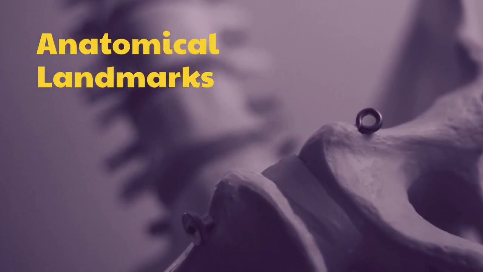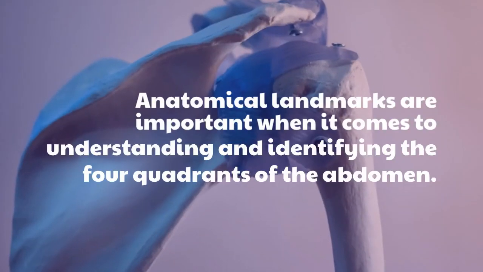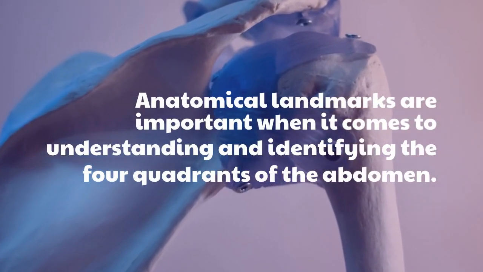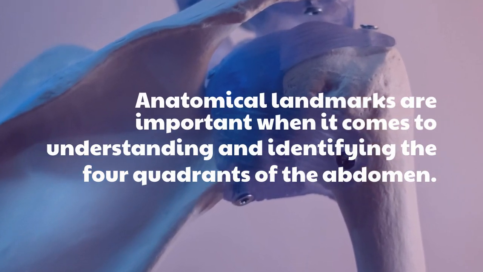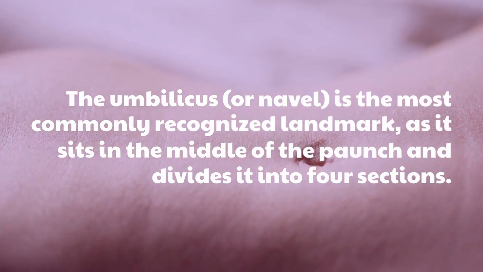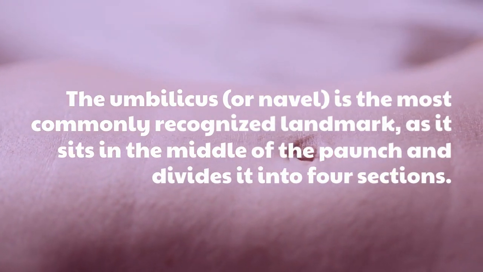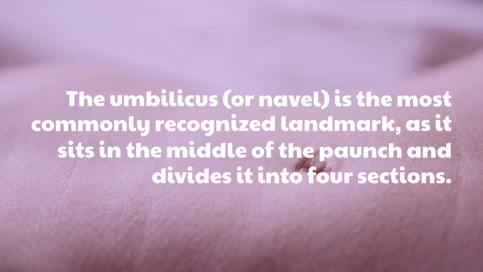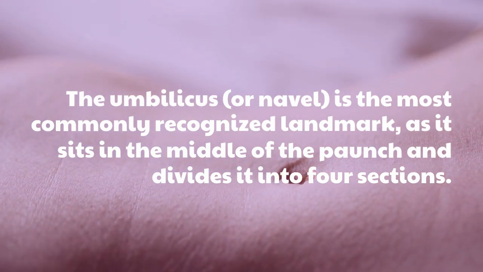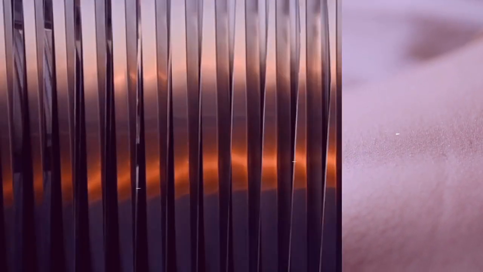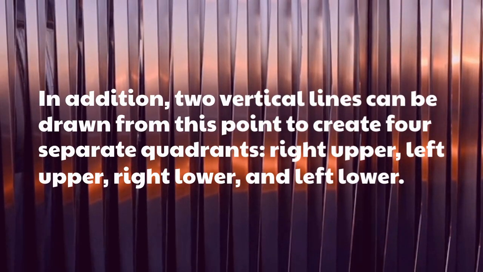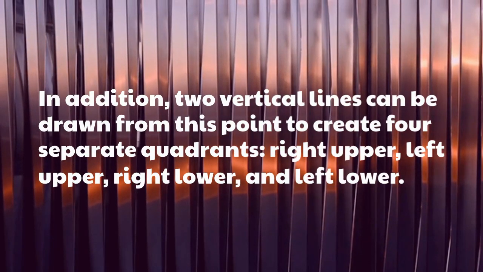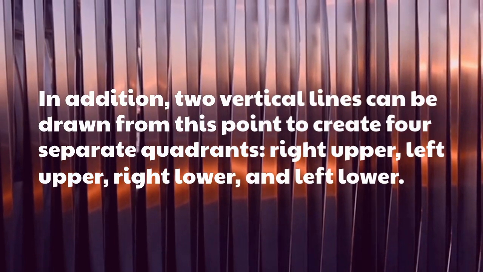Anatomical landmarks. Anatomical landmarks are important when it comes to understanding and identifying the 4 quadrants of the abdomen. The umbilicus, or navel, is the most commonly recognized landmark as it sits in the middle of the abdomen and divides it into sections. In addition, 2 lines can be drawn from this point to create 4 separate quadrants: right upper, right lower, left upper, and left lower.